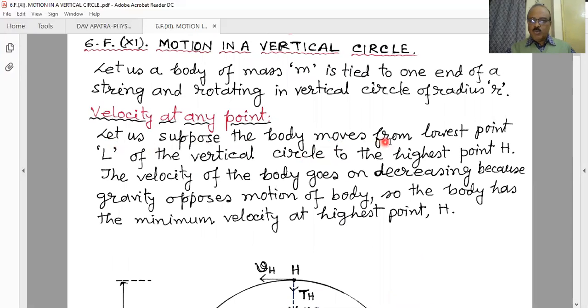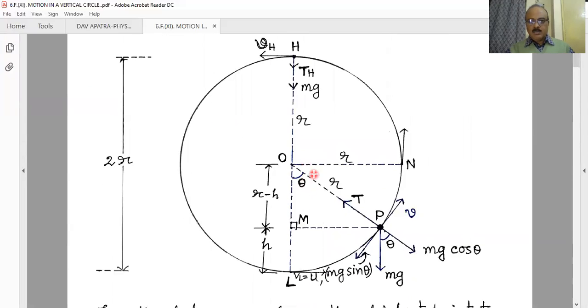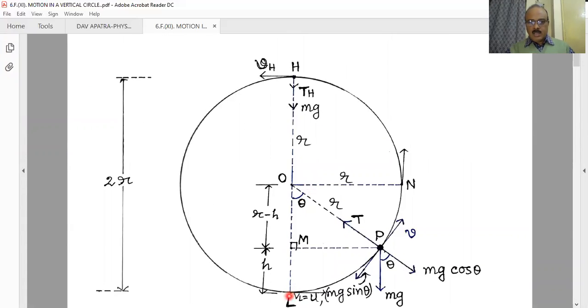Let us suppose the body moves from the lowest point L of the vertical circle to the highest point H. The velocity of the body goes on decreasing because gravity opposes the motion of the body. So the body has the minimum velocity at the highest point H. In this figure diagram, it is now clear. It is the lowermost point, that is the L point, and when it moves upwards toward the highest point H, due to the work done against gravity, the velocity gradually decreases. And obviously, at the highest point, the velocity will be minimum.